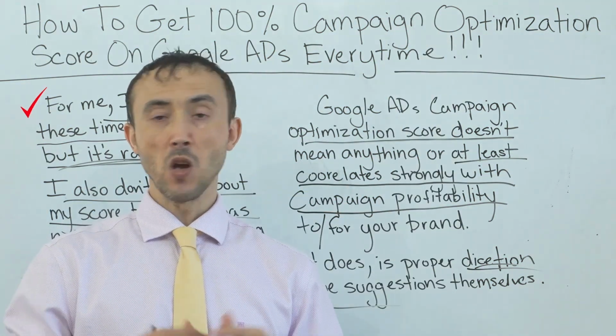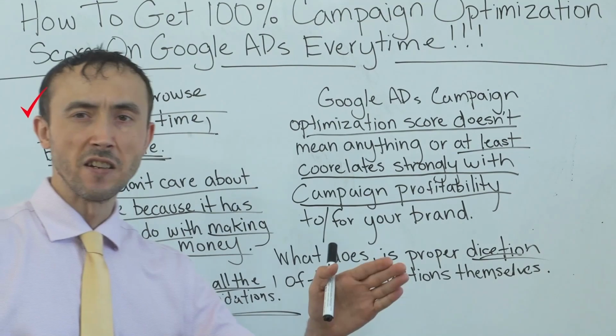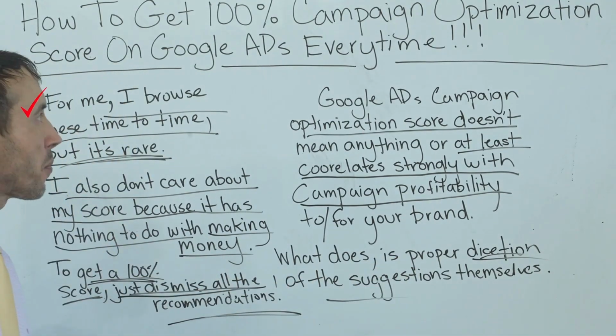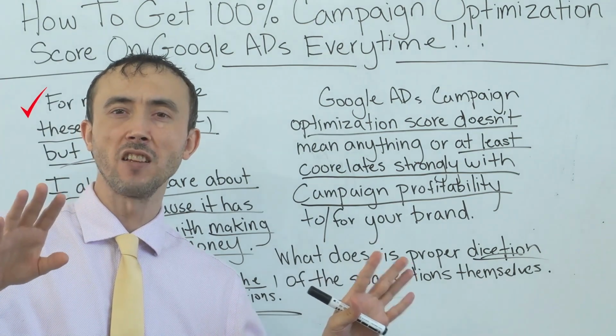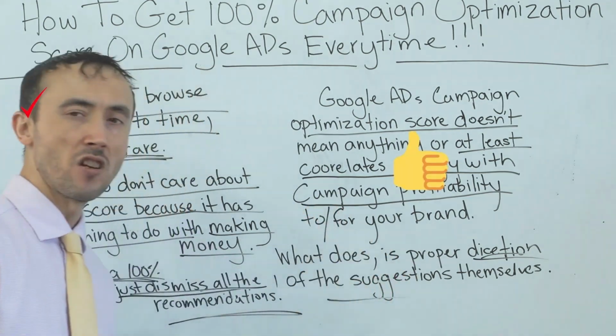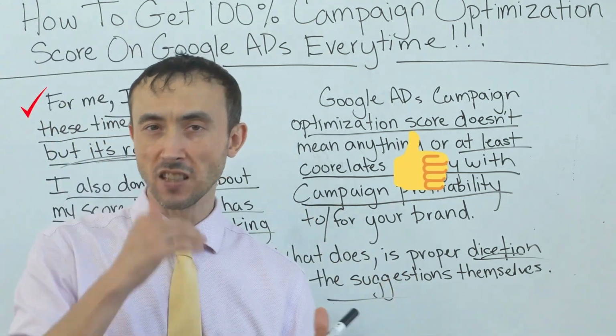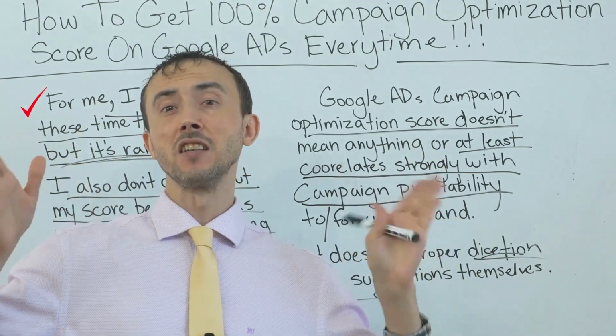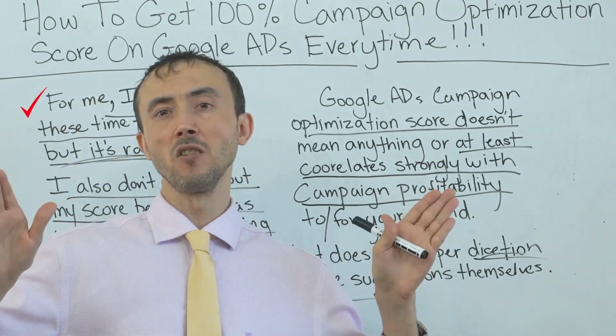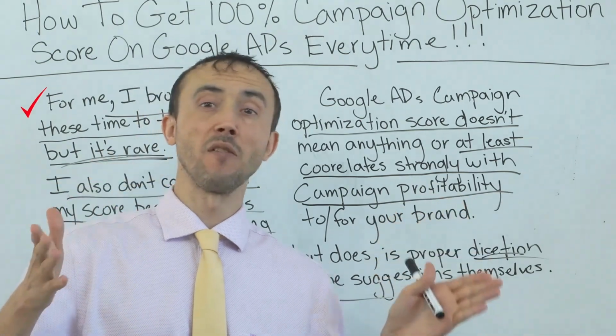And that's basically it. So here's the pay dirt here. In order to get to a 100% campaign optimization score, all you have to do is just automatically dismiss every single recommendation in the recommendation section of your Google Ads account. And you will have a 100% optimization score every time. Is it going to make you more money? No. Is it going to make you less money? No. But you would have a 100% score.